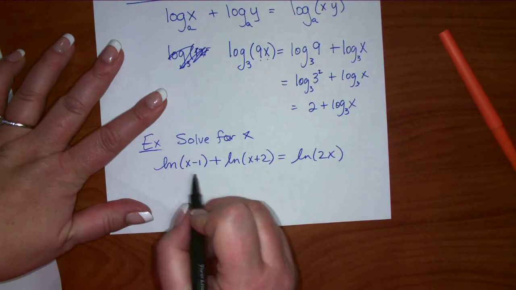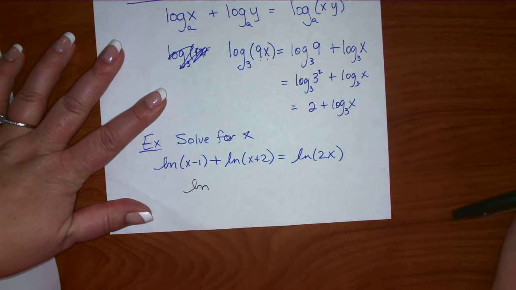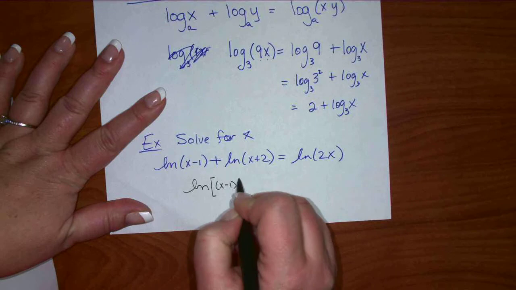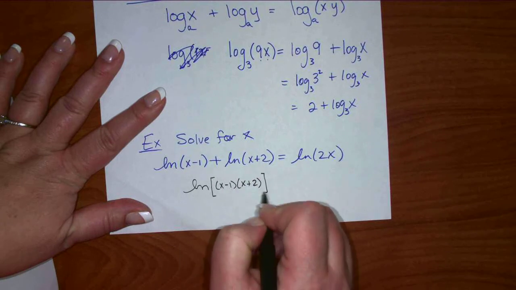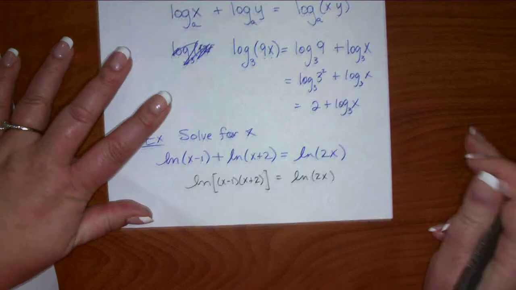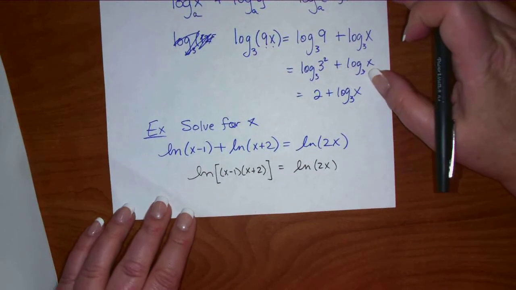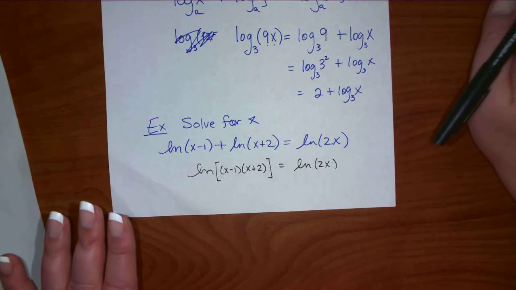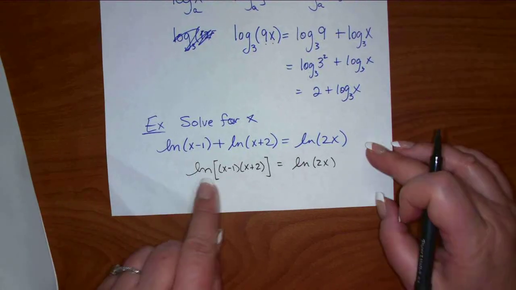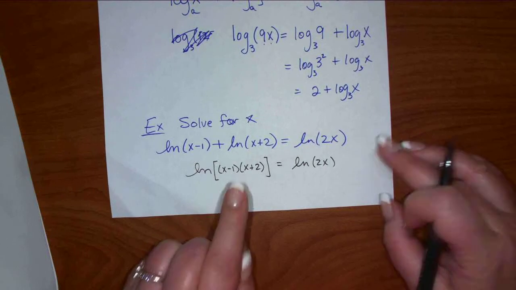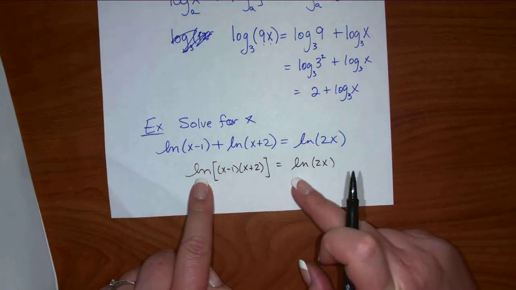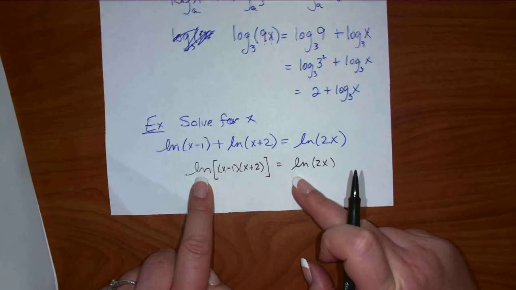So this is ln, 1 log, (x minus 1) times (x plus 2), all as one big argument, multiply. Now again, the square bracket doesn't mean anything fancy, it's just so that you can see that I want it to hold that all together. That's now the new argument of the ln. So now how do we solve this? A ln on both sides, so just compare the arguments.